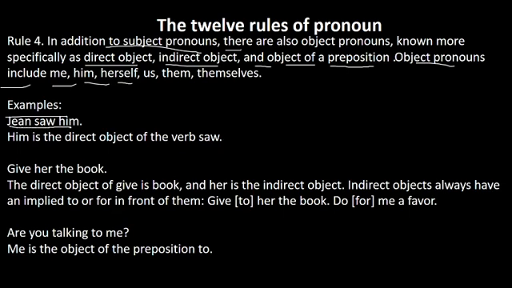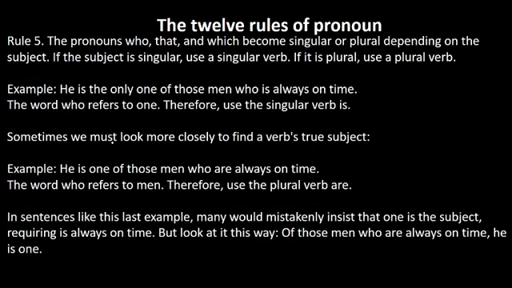Jane saw him. Not "Jane saw he." Jane saw him. Because who did she see? Him. Give her the book. So we are talking about the objective case here. It's very simple. Rule number 5.